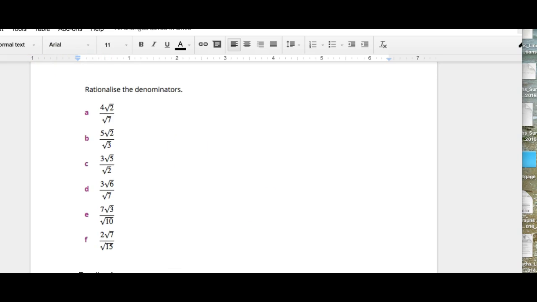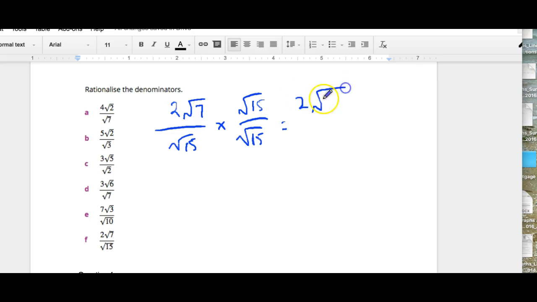Okay, so the same thing applies here. Let's just do one of these. Let's do F. We'll do the very last question. So we've got 2 root 7 on root 15. So we multiply by whatever that surd is on the bottom. So on the top we have 7 times 15. And root 15 times root 15 is just 15. 7 times 15. Gosh, what is that? So I'm going to cheat and use my calculator.